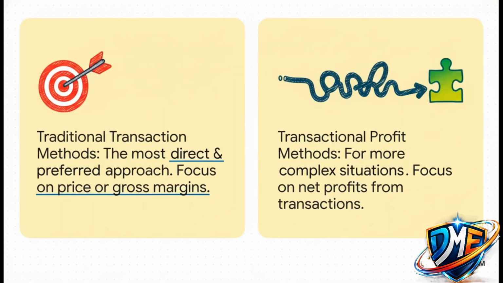Now, these 5 methods are basically split into 2 main camps. On one side, you've got the traditional transaction methods. You should think of these as the go-to, the most direct way to do this. They focus right in on the specific price or the gross profit of a deal. Then, on the other side, you have the transactional profit methods. These are pulled out for more complex, tangled-up situations, and they look at the bottom line net profit. And there's a really clear pecking order here. The traditional methods are always preferred, and we're about to see why.